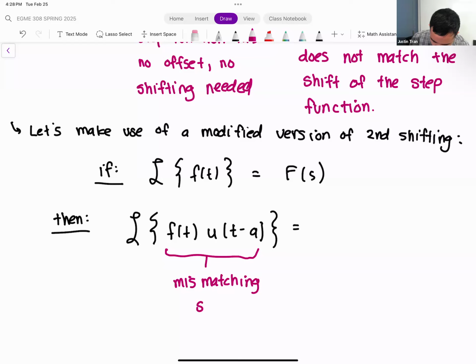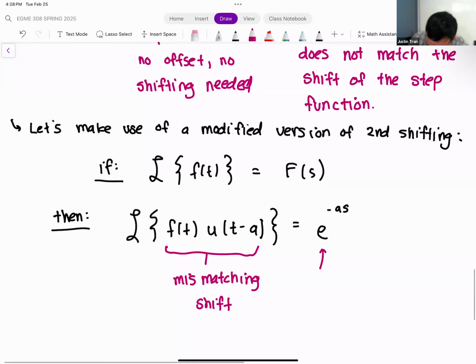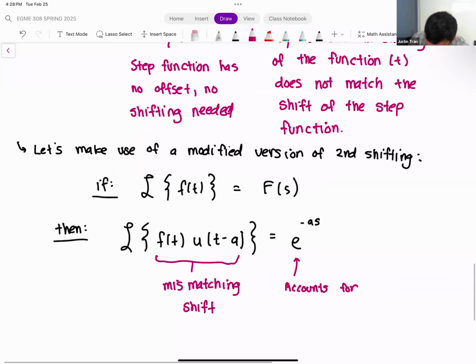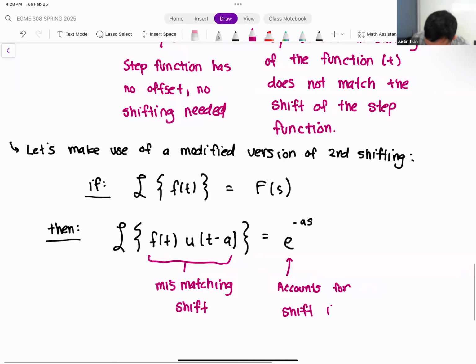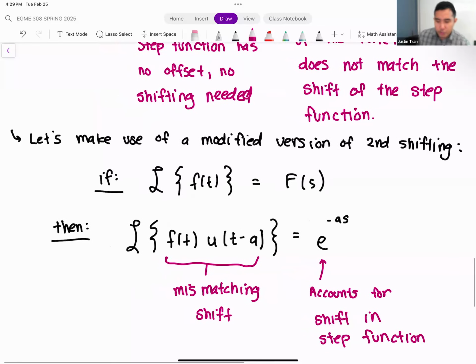This is the mismatching shift. In those cases, the way to take the Laplace transform is to first multiply the entire thing by e to the minus as. You do need to account for that e to the minus as on the front. This e to the minus as is going to account for that shift in the step function. So there's our second shifting theorem at work.